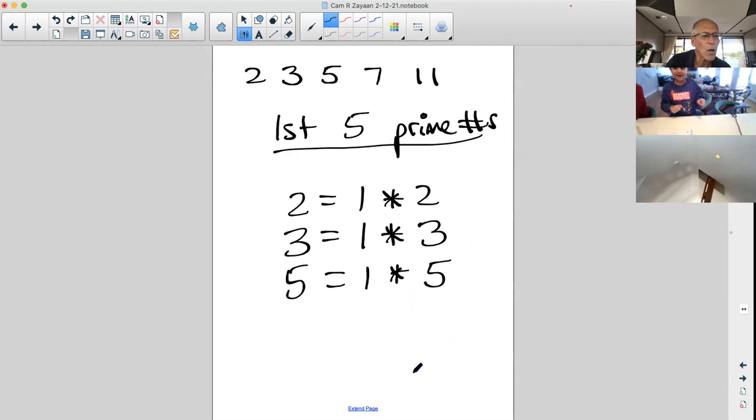So there's 5, 1 times 5. So let's say it as a team. Ready? 1 times 5 equals 5. 1 times 5 is equal to 5. Or 5 times 1 equals 5. 5 times 1 is equal to 5.